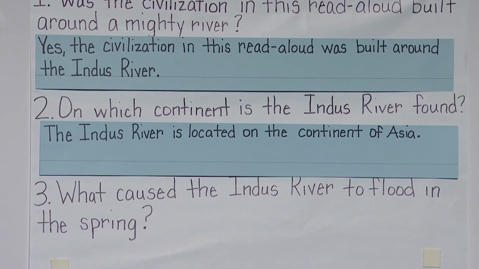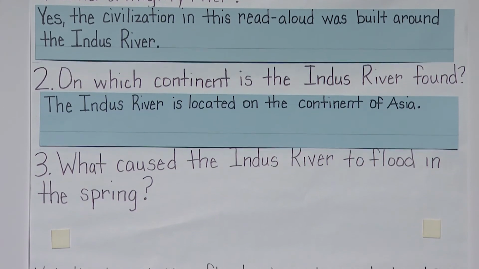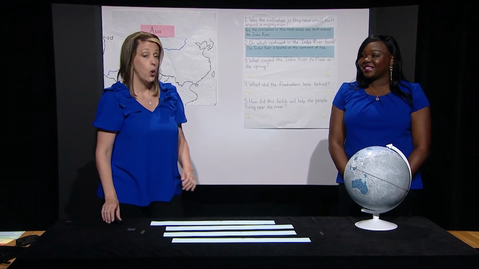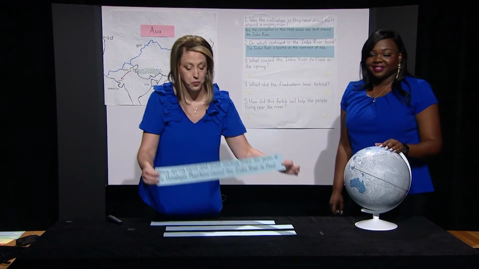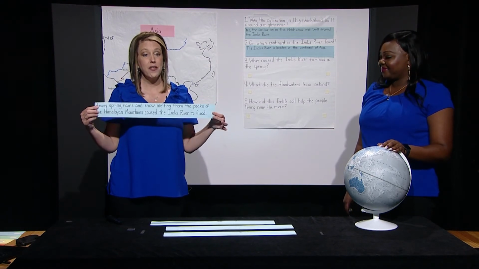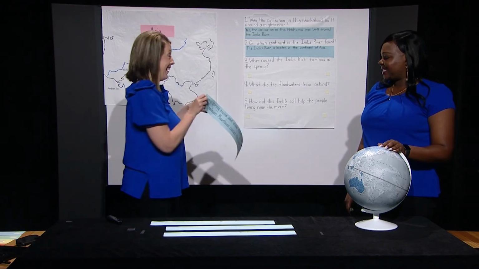Good. So here's question 3. What caused the Indus River to flood in the spring? Heavy spring rains and snow melting from the peaks of the Himalayas mountain caused the Indus River Valley to flood. That's right.